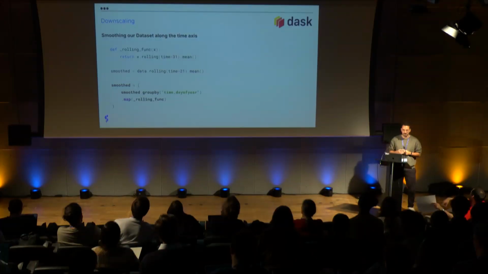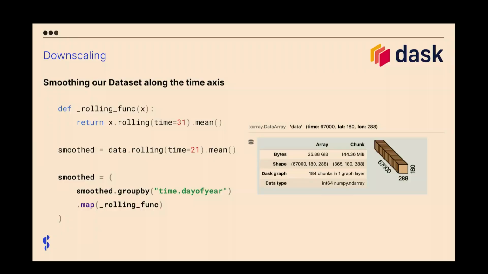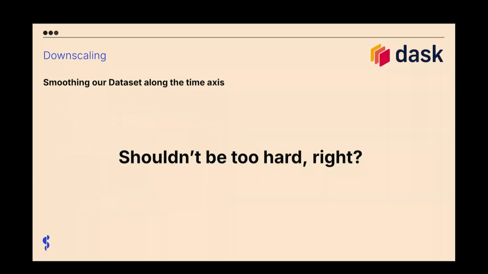Second problem I want to talk about is downscaling. Downscaling is a computation that essentially helps us to smooth data along the time axis. And if you just look at what's being expressed here, it's 2 rolling means. It doesn't seem too hard to do, right? Also, the data set we picked is like 26 gigabytes. If you had a beefy machine back at home, you could probably also fit that into your local RAM even. So how hard can it be to compute this in Dask?